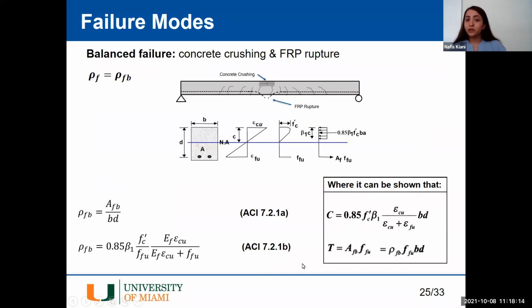And the failure mode could be balanced failure, which means that the amount of the reinforcement ratio used in FRP members is equal to the balanced failure. And the equations for the balanced failure are available in ACI, and the tension force and also the compression force are all given in the ACI 440 committee.